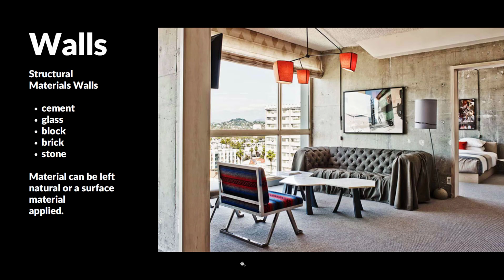And in terms of structural walls, if they're not built from studs and then covered in drywall, it could be things like cement. We could have glass, block, brick, stone. A whole variety of structural materials could be used for both interior and exterior walls. The materials then can be left natural, or a surface material could, of course, be applied. So, here we have pour-in-place concrete making up all of the walls of this either apartment or condo unit.